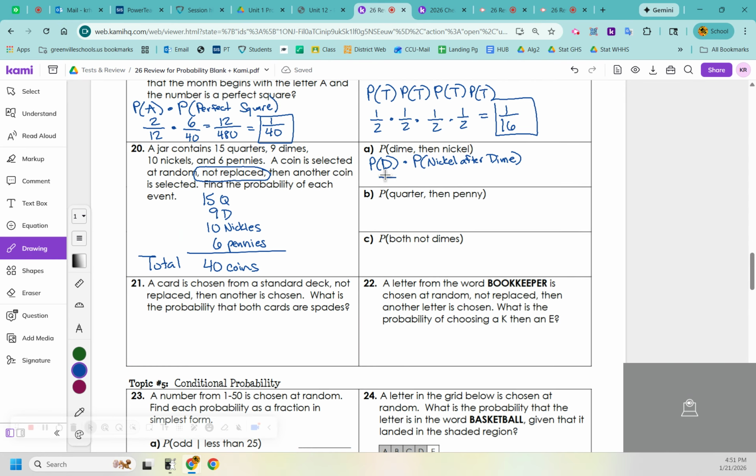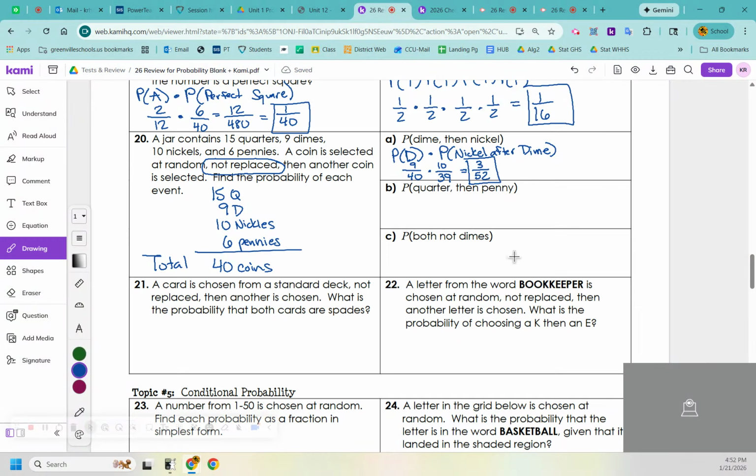Okay, so the probability of getting a dime is 9 out of 40. Fine. So now I have a dime in my hand, and I'm not putting it back, and I'm going back in for a nickel. Well, there's still 10 nickels in the jar, but now there's only 39 coins in the jar. If you multiply and simplify those, you will get 3 over 52. Hey, just like cards. Okay, so these are dependent compound probabilities.